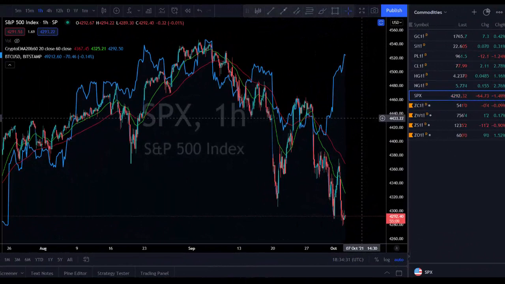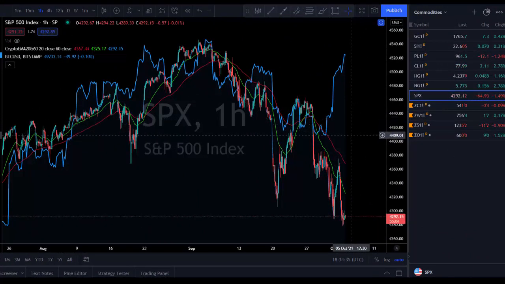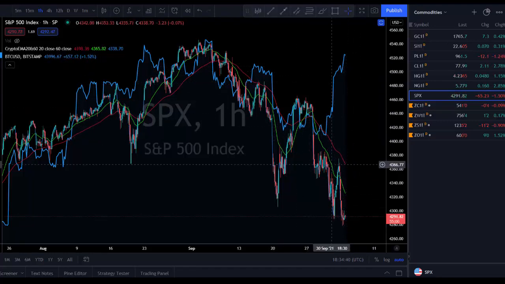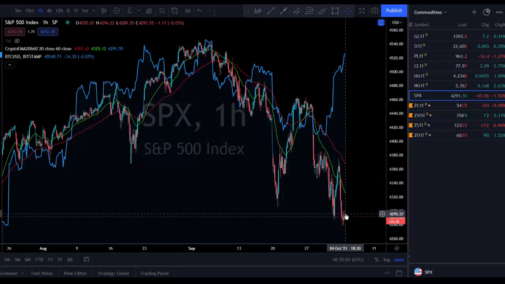And now for what might be the most important part of this video. We can see here I've zoomed in to the 1 hour time frame of Bitcoin in blue with the S&P 500 in candles here. Just over this past week or so, S&P 500 has been continuing to exhibit weakness while Bitcoin has been showing strength.